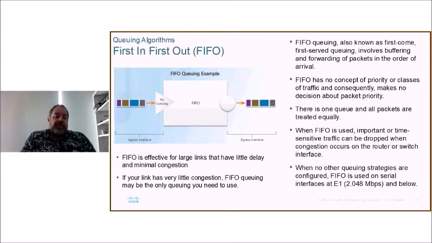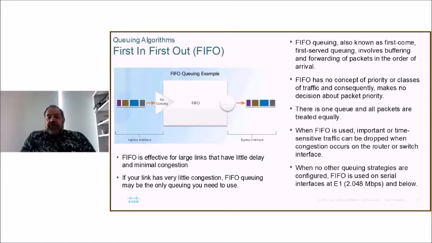So, of course, as I said, FIFO is effective for large links that have little delay and minimal congestion. It saves processing time, and if you've got lots of bandwidth to spare, it does work well. But basically, you're ignoring quality of service and just throwing lots of bandwidth at it. So if your link has very little congestion, FIFO queuing may be the only queuing you need to use.